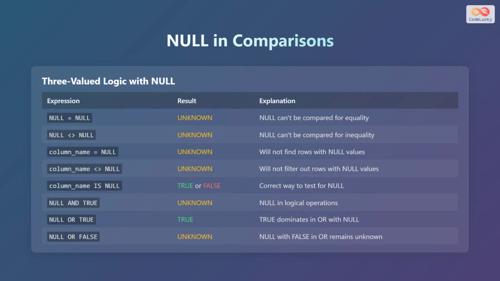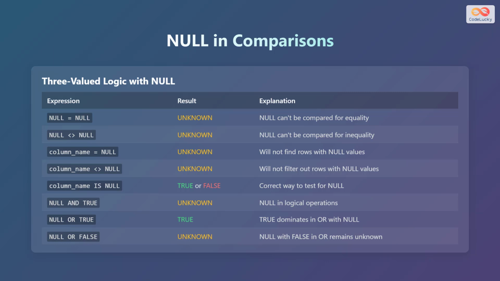When dealing with null values in SQL, it's important to understand how they behave in comparisons. SQL uses a three-valued logic system, which includes true, false, and unknown. Let's go over some examples to illustrate this concept. First, null equals null results in unknown, because null cannot be compared for equality. Next, null not equals null also results in unknown, because null cannot be compared for inequality.